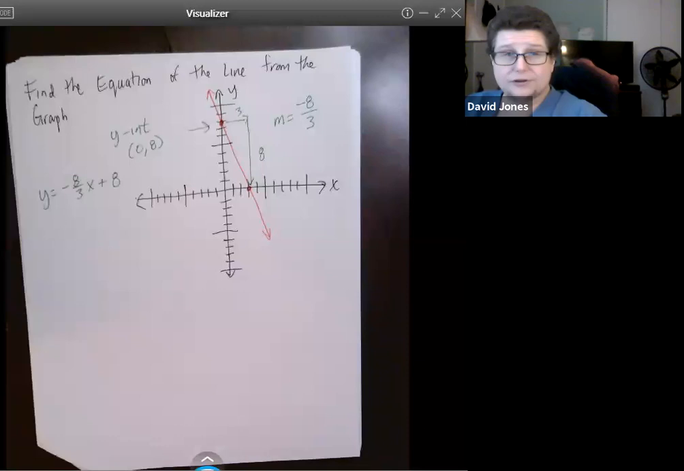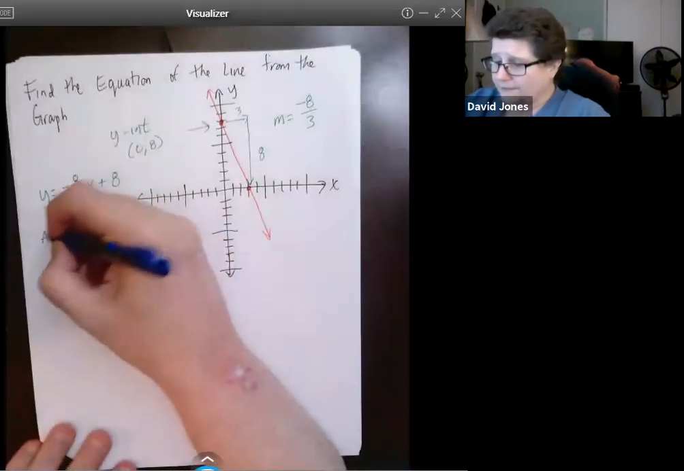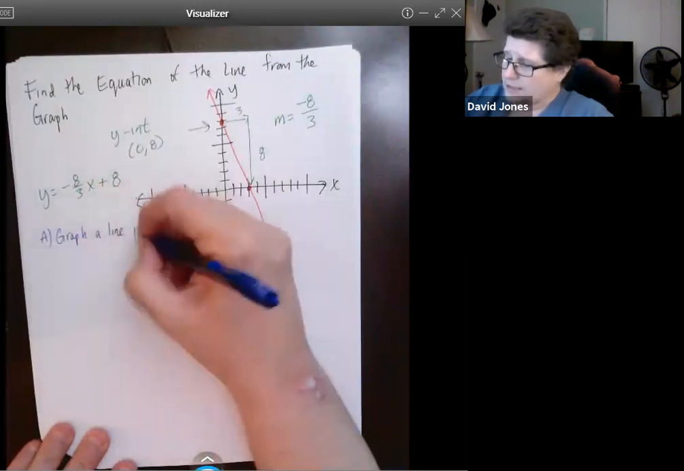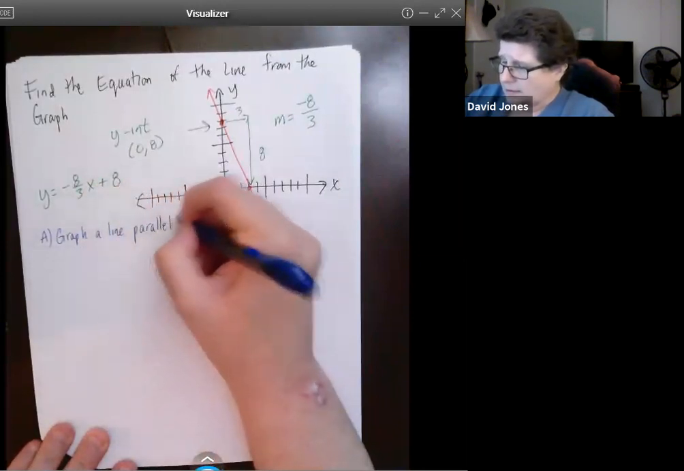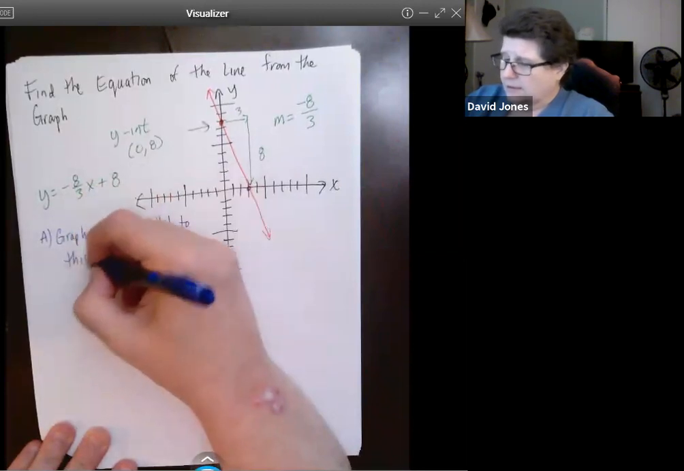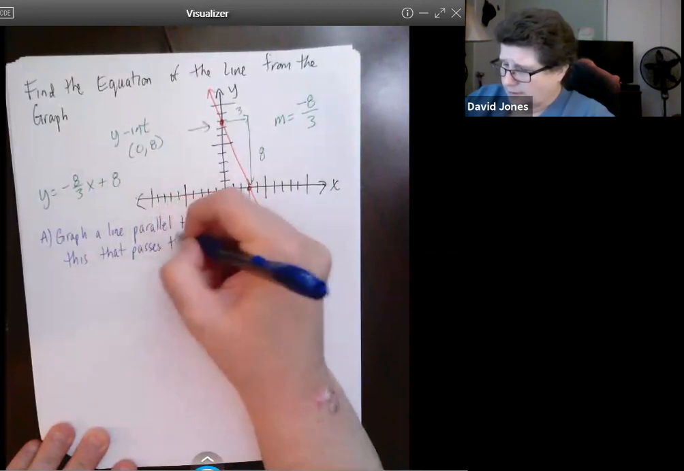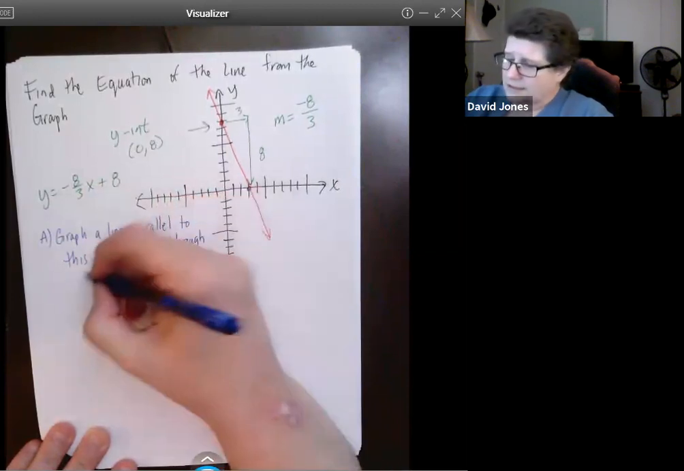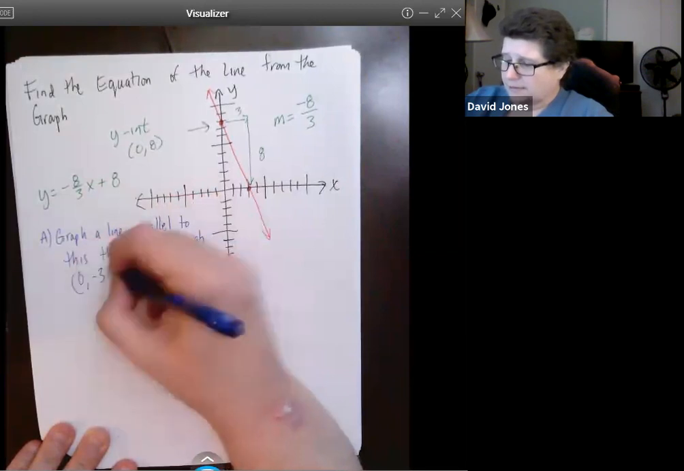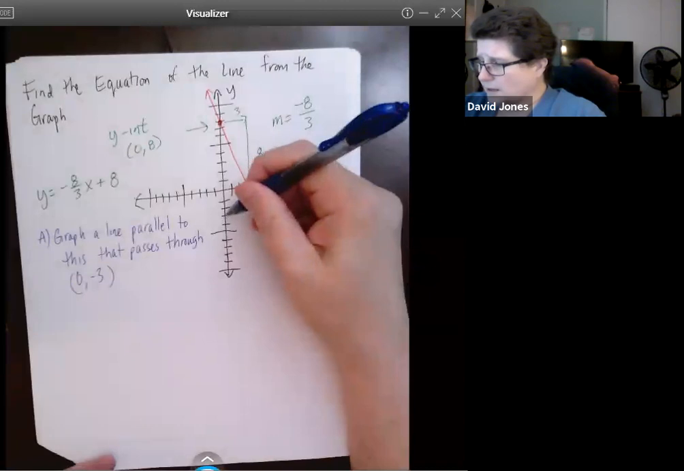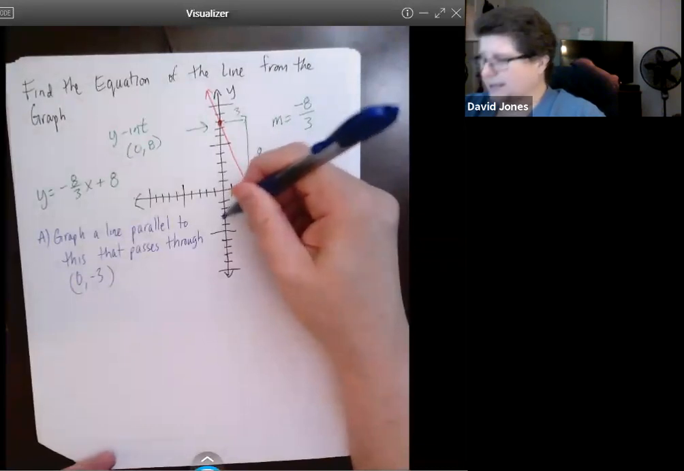And now we're going to do two different things. We're going to graph a line parallel to this one that passes through 0, -3. So I got a point there, 0, -3.